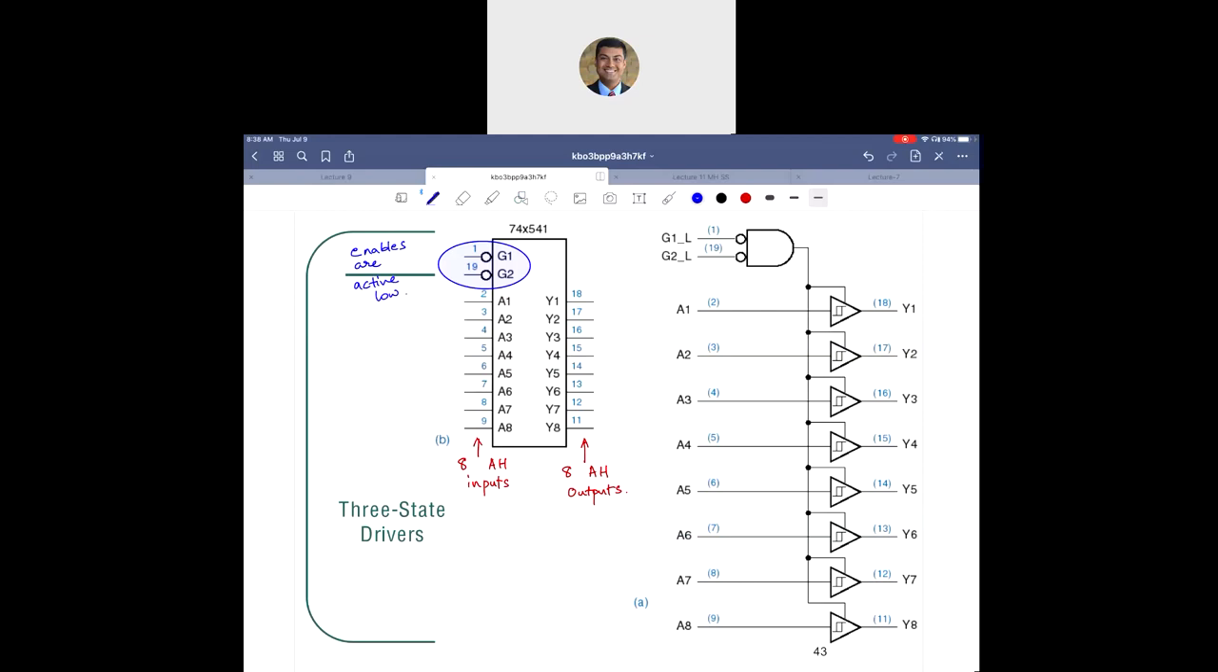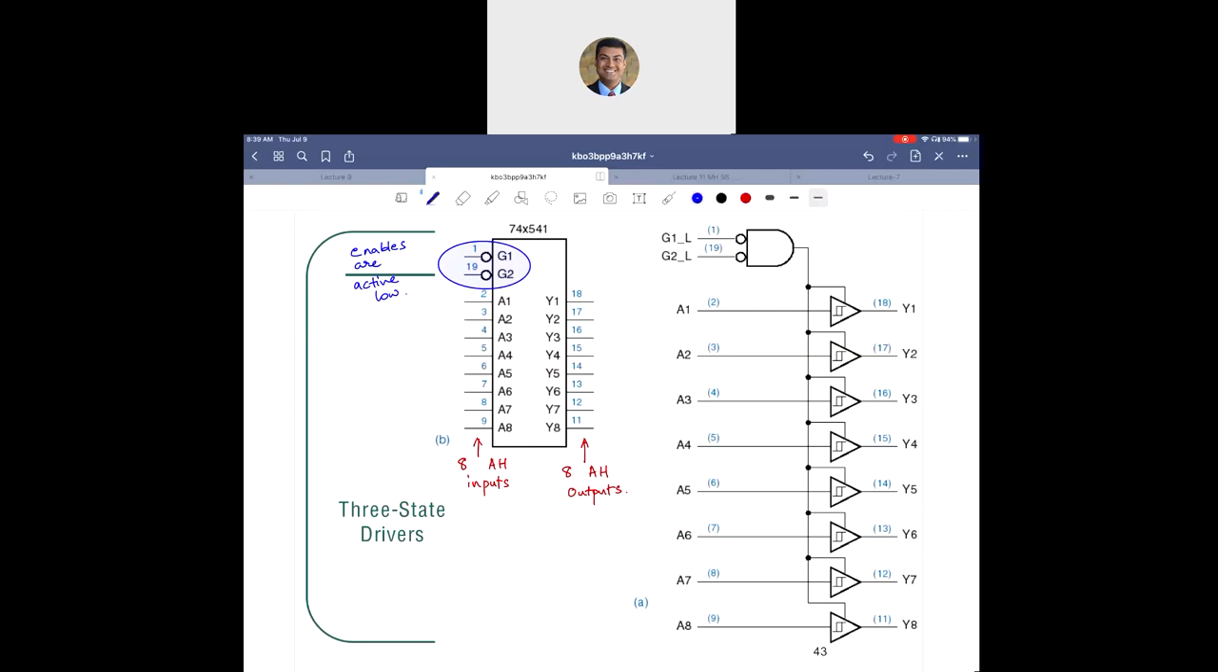And the logic diagram that you see on the right is essentially what goes inside this 74X541 chip. You have 2 active low enables. The output of those enables is functioning as an enable to 8 buffers. Notice the symbol here. These are Schmitt trigger based buffers. So that means that they have 2 thresholds to go from low to high, but they are buffered. They are not changing or complementing the input. They are taking the input and going to the output. But they only respond to 2 thresholds.